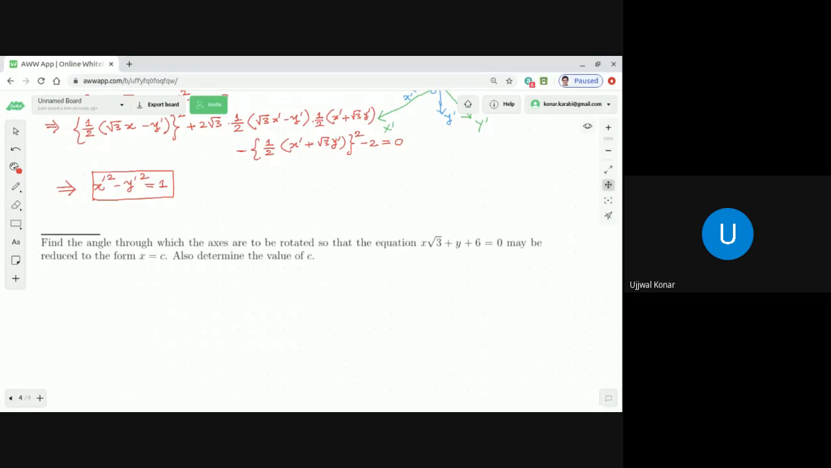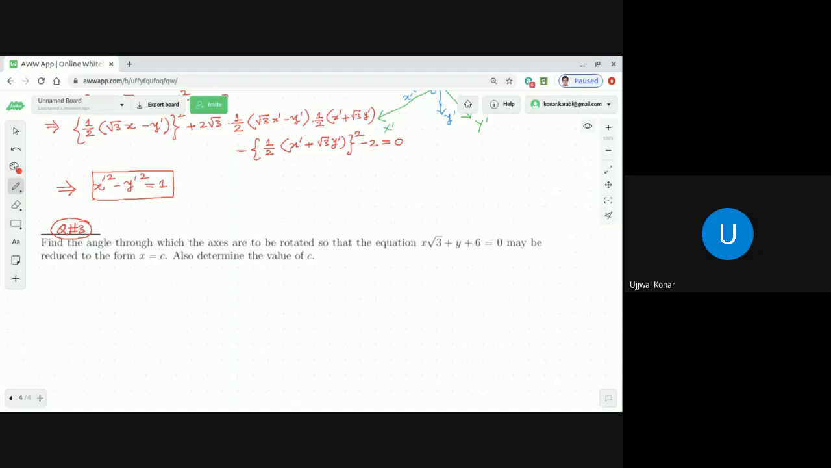Find the angle through which the axes are to be rotated, so that the equation x root 3 plus y plus 6 equal to 0 may be reduced to the form x equal to c, and determine the value of c. So this is the question. You need to solve it, question number 3, and let me know.